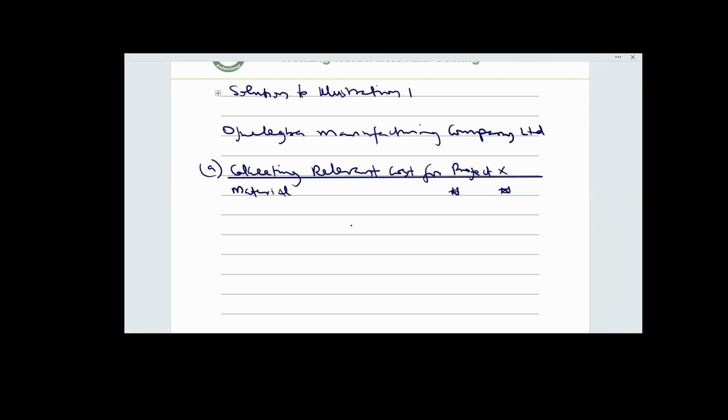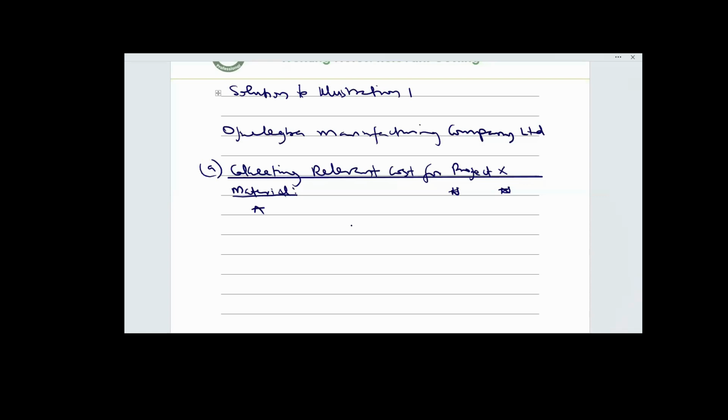Please, all of you are going to participate. So let's make the class interactive. So starting from material A. The examiner has told you that we have two figures in this question. The examiner told you that material A is in stock and 40,000 naira is the cost that the company incurred to purchase material A. So is that 40,000 naira relevant to this project X or not?